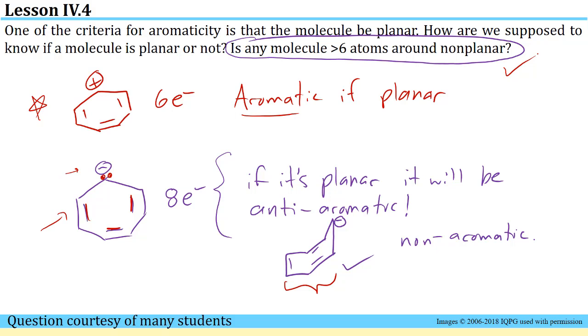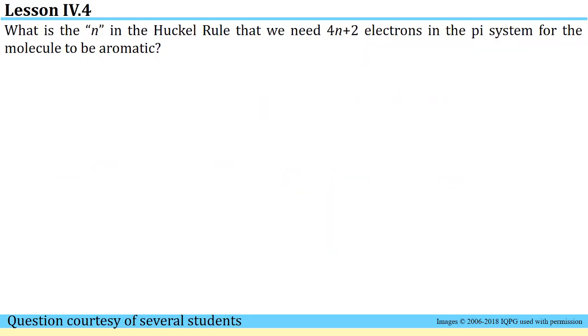But once you get to that bigger ring size that's flexible, if it's going to be unstable if it stays planar, of course it's going to twist and bend just like the cyclohexane did to bend into the chair to avoid the ring strain. The next question is also about the aromaticity lesson 4.4.